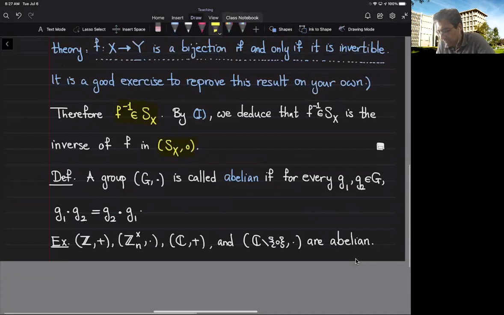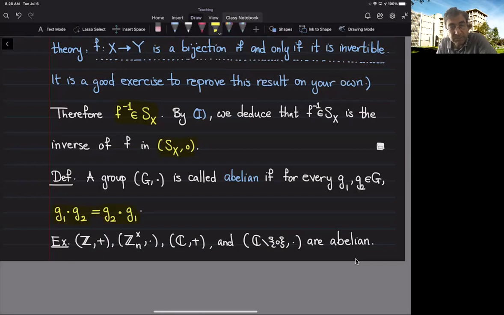Now, let's define an abelian group. A group is called abelian if for every two elements that we pick from this group, g1 dot g2 is the same as g2 dot g1. When I can commute elements under the operation, when I can switch the order of multiplication, then we simply call the group abelian.